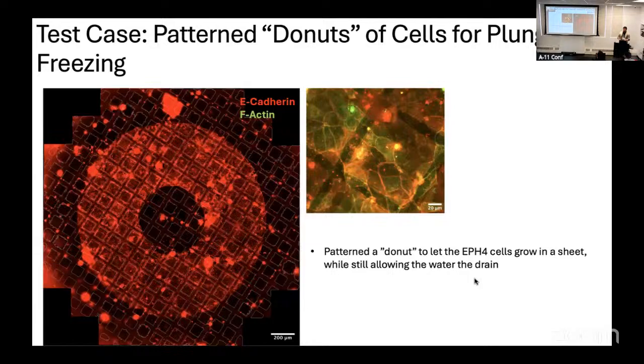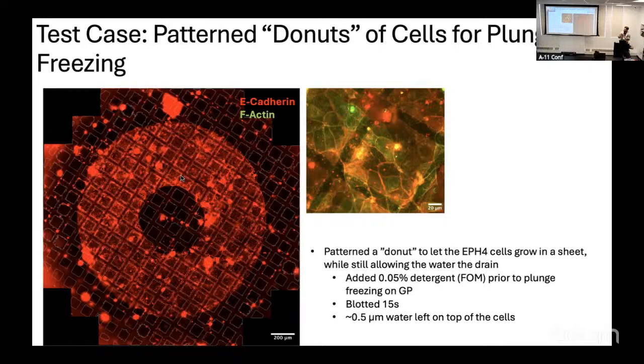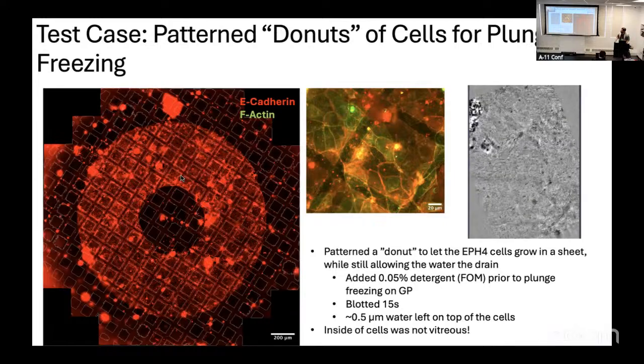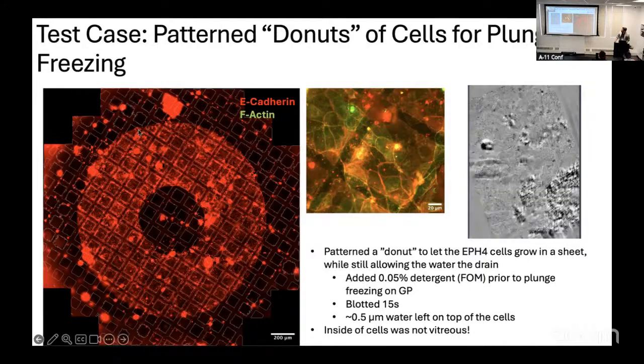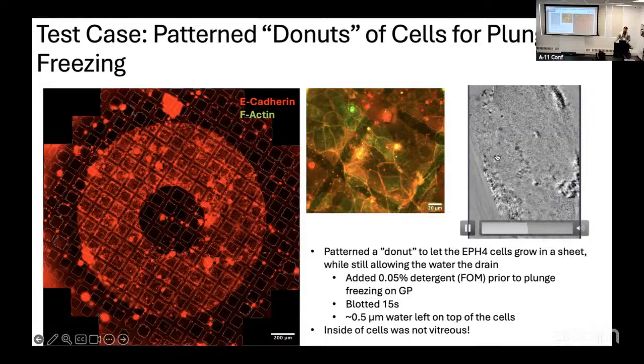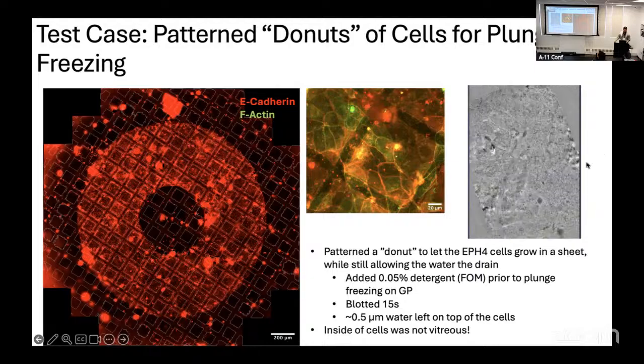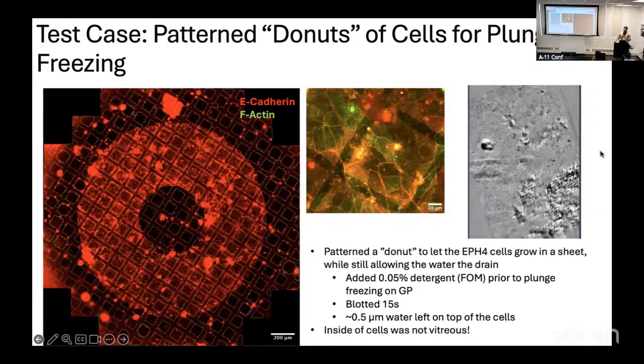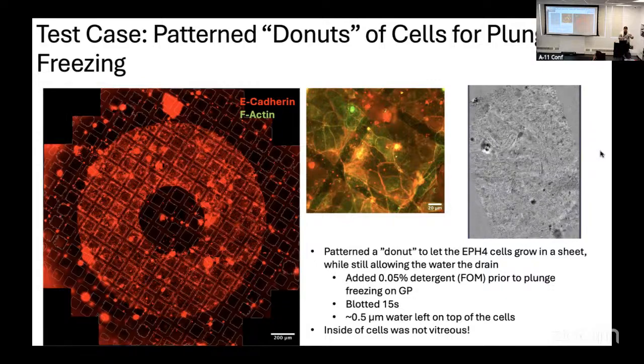So next, I made donuts. I found that if I patterned a circle of cells with a circle of no cells in the middle, it helped break the surface tension and drain a lot of the water, so I had very thin water on top. I also added a little bit of detergent to get rid of any excess water, and I blotted for 15 seconds. There was very little water on top, but I don't think it was able to remove the heat fast enough from the overall huge mass of cells on this grid, and the tomograms were barely usable. You can see that there is structure, you can see membranes and stuff in here, but it's not usable.